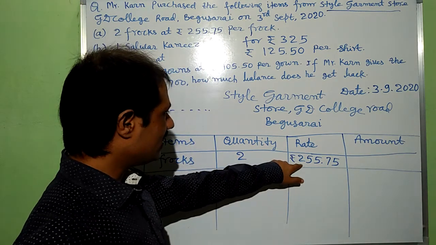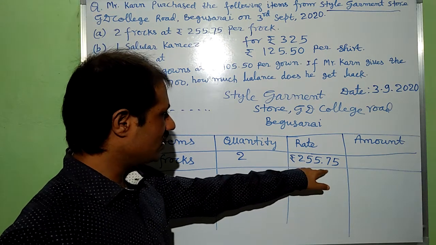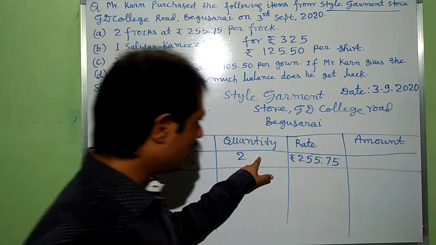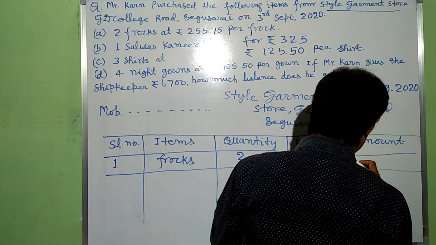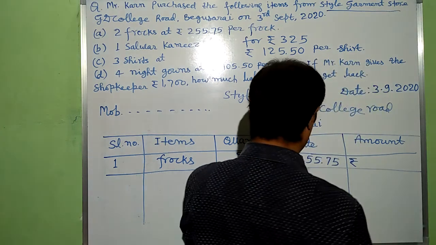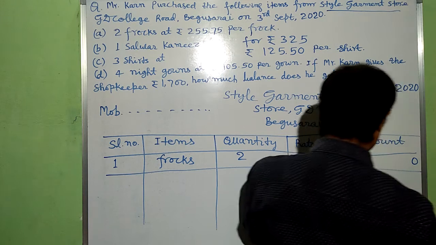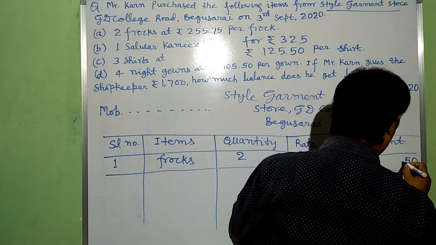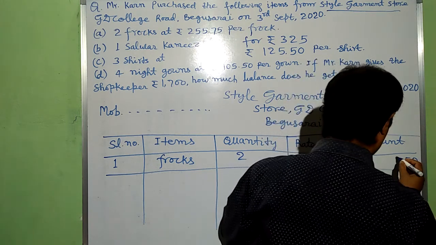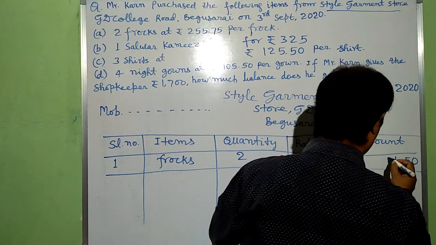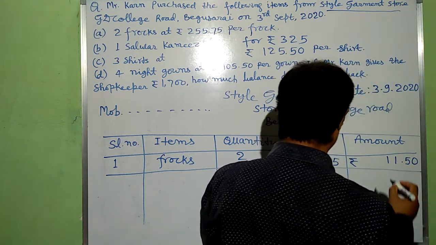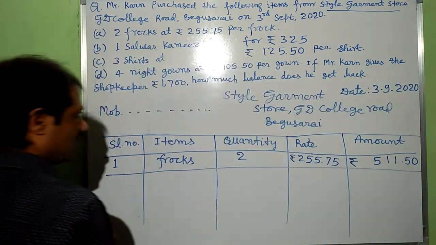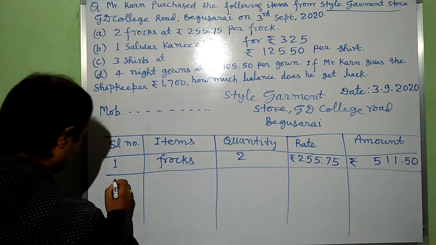cost of one article is given, that is rupees 255.75, and total number of quantity is 2. We need to multiply it to get its amount. This is the amount of two quantities, 2 frocks.